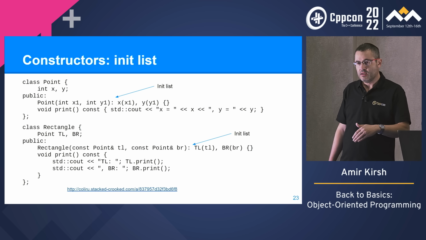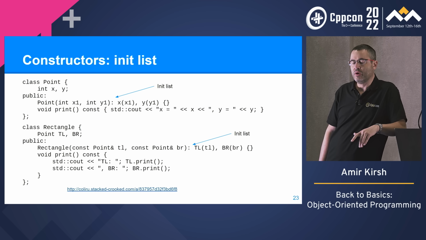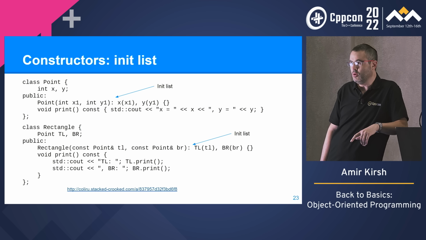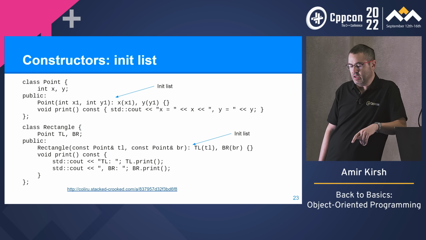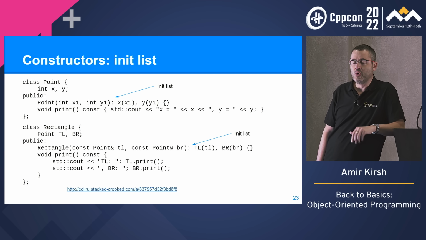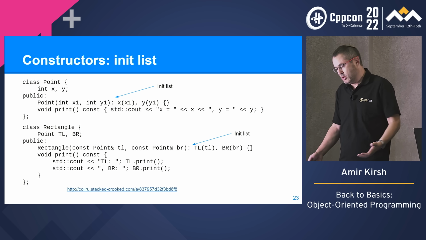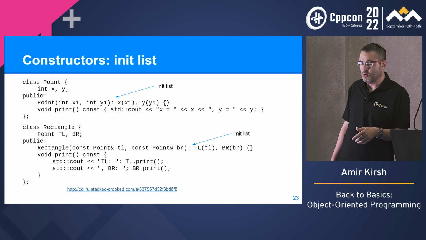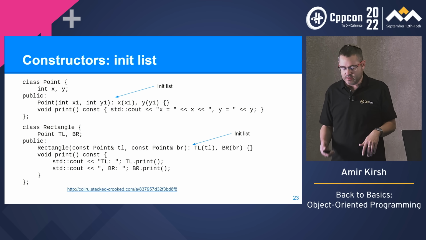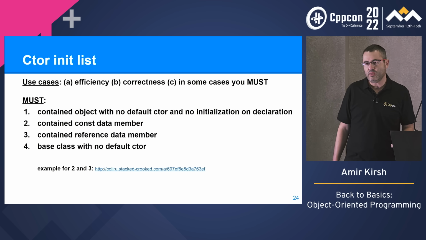Now, in this case, inside class rectangle, we had to use the constructor initialization list. Because if we would try to initialize the internal points, TL, BR, inside the body of the constructor, not in the constructor initialization list, we would get a compilation error because point doesn't have an empty constructor. Point must be initialized before it is being used. So here, if we would not initialize points in the constructor initialization list of rectangle, we would get a compilation error. And in fact, there are four cases where you must use the constructor init list.